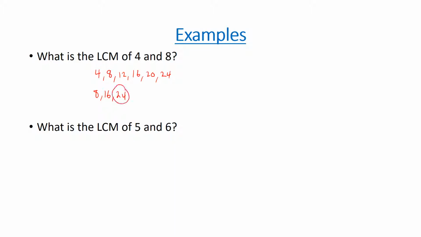I know here that I've got 24 as a common multiple, but I've also actually got 16 and 8 as my common multiples. So therefore the lowest common multiple is actually 8, because that is the first multiple that we have that is common.